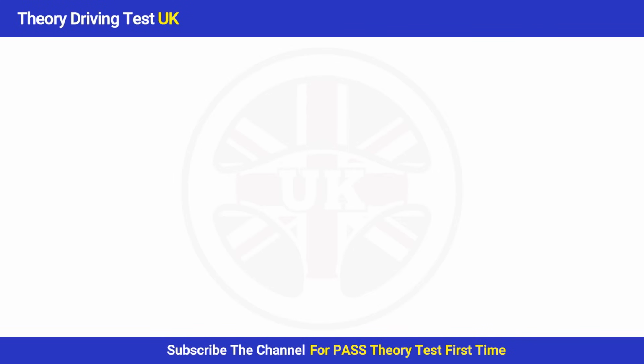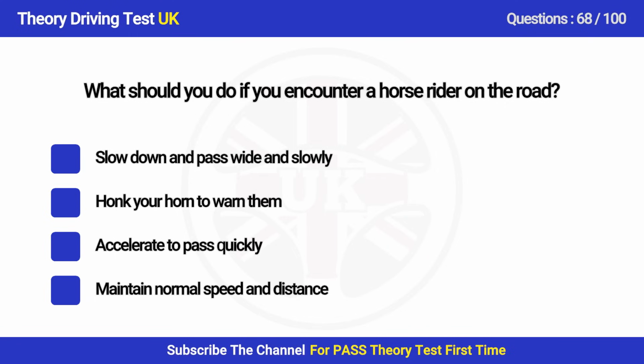Question 68. What should you do if you encounter a horse rider on the road? A. Slow down and pass wide and slowly. B. Honk your horn to warn them. C. Accelerate to pass quickly. D. Maintain normal speed and distance.